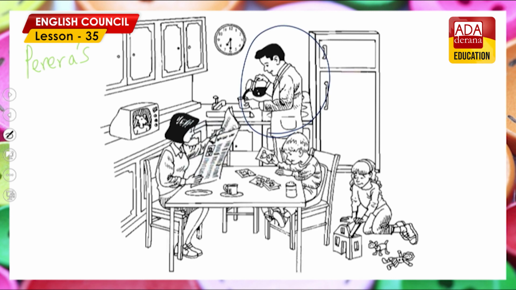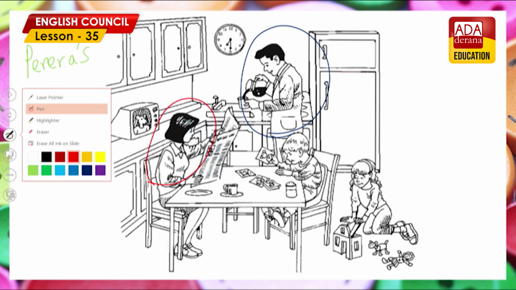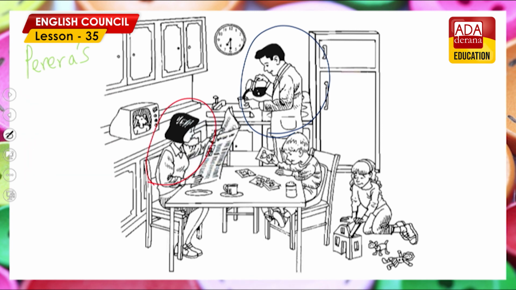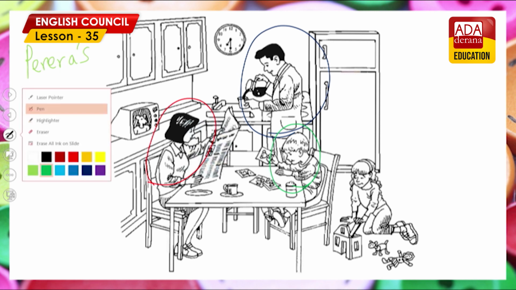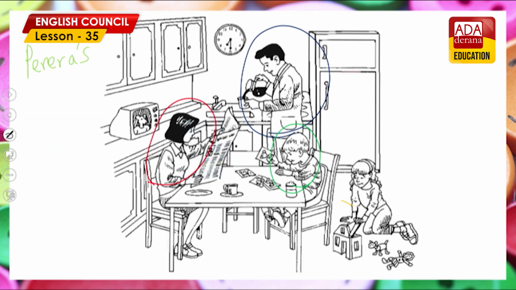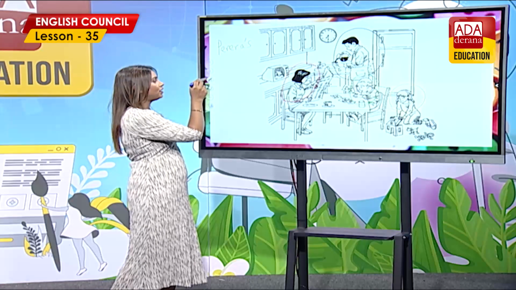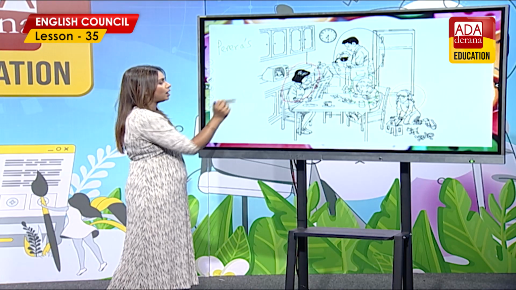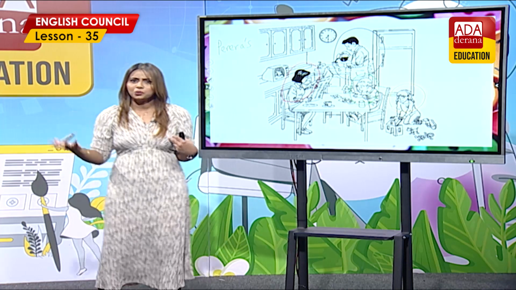Mr. Pereira. And here you have Mrs. Pereira. Mrs. Pereira. And you have just Kelly Pereira, right? So you have four Pereiras in the picture. Right? Now these people are doing certain things.